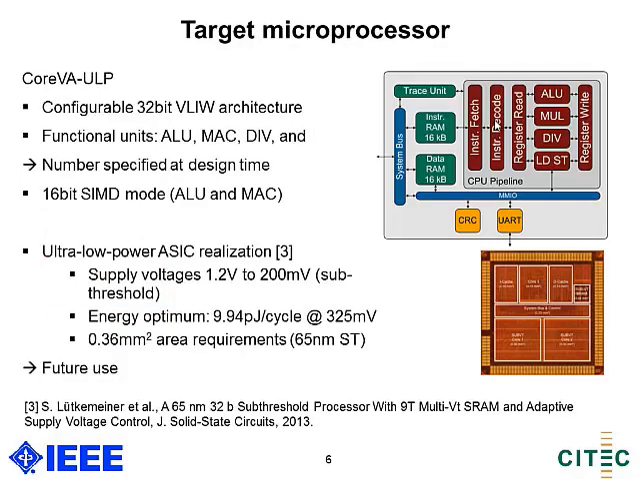For our framework, we have chosen at the moment a microprocessor which was developed in our group. It's called the Corva ULP. It's a 32-bit microprocessor with a VLIW architecture, and all the functional units of that microprocessor can be specified during design time. We also have an ultra-low power ASIC realization of that microprocessor, and the goal is to use that in future to replace the MSP430 on our body sensor prototype. And we use it therefore in our simulation here. But our framework supports other microprocessors as well.